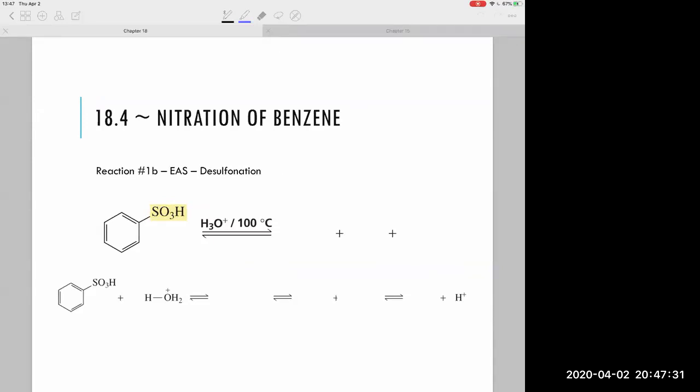As opposed to the other reactions, this one's actually readily reversible. So if I have my sulfonated benzene in the presence of acid and heat, I will get the reverse reaction occurring as well, where I will chop off that sulfonium group. Okay, so if we just want to look at the reaction mechanism here, again, benzene acting as the nucleophile. In this case, an acidic hydrogen is acting as the electrophile.